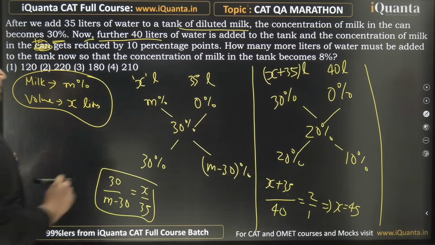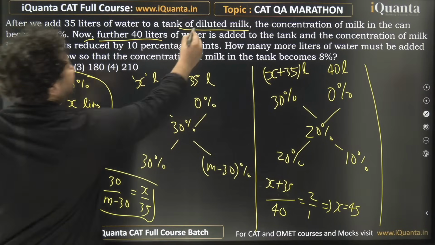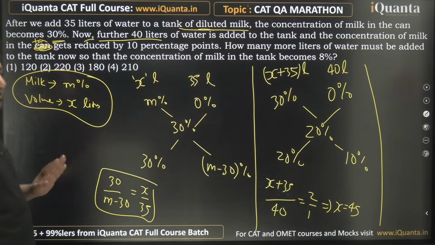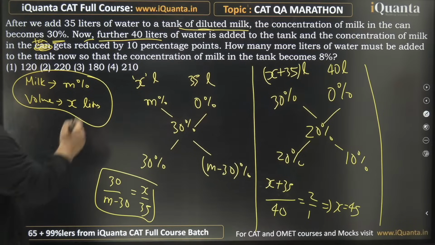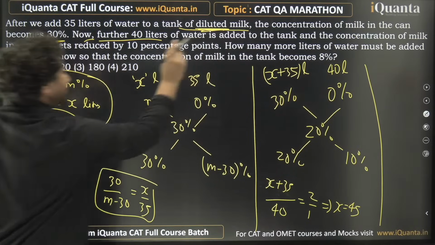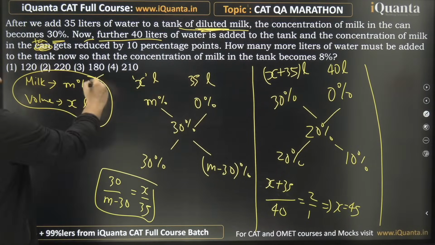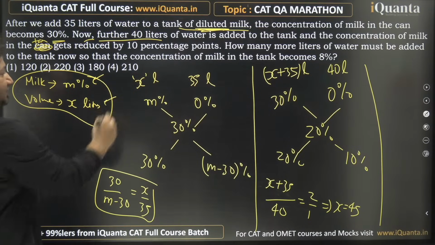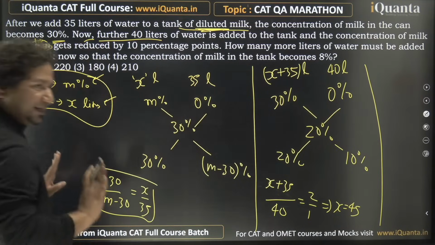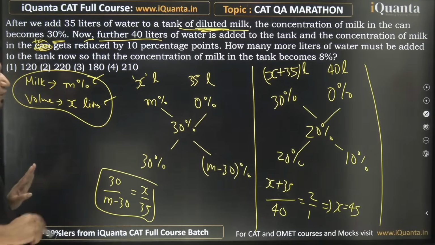I'm explaining again. Initially, it was written diluted milk. We did not know how much diluted it is. That is why I assumed the concentration of this solution, which is the diluted milk, to be m% and quantity to be x liters. So I put the allegation, applied allegation, and this is what I got.